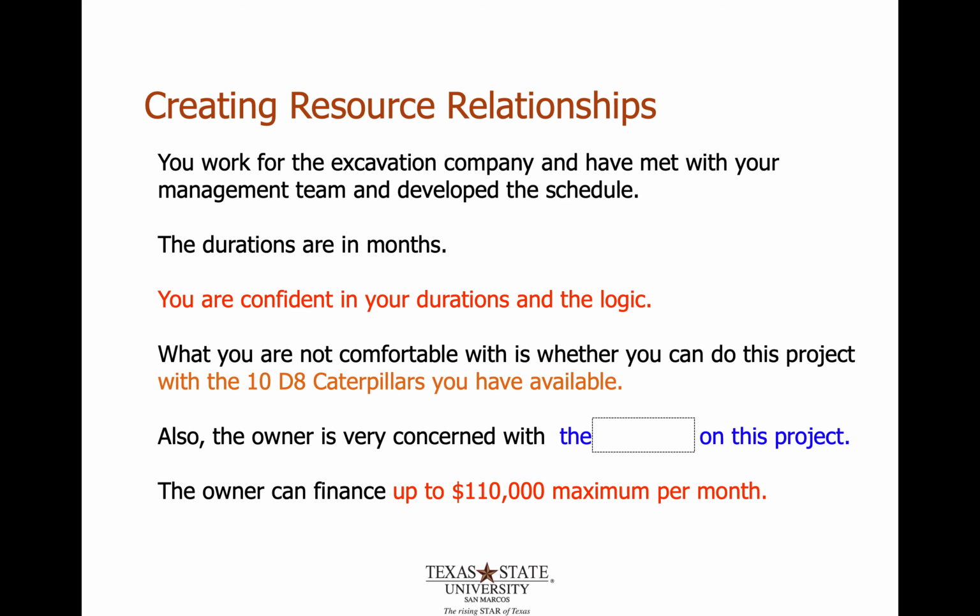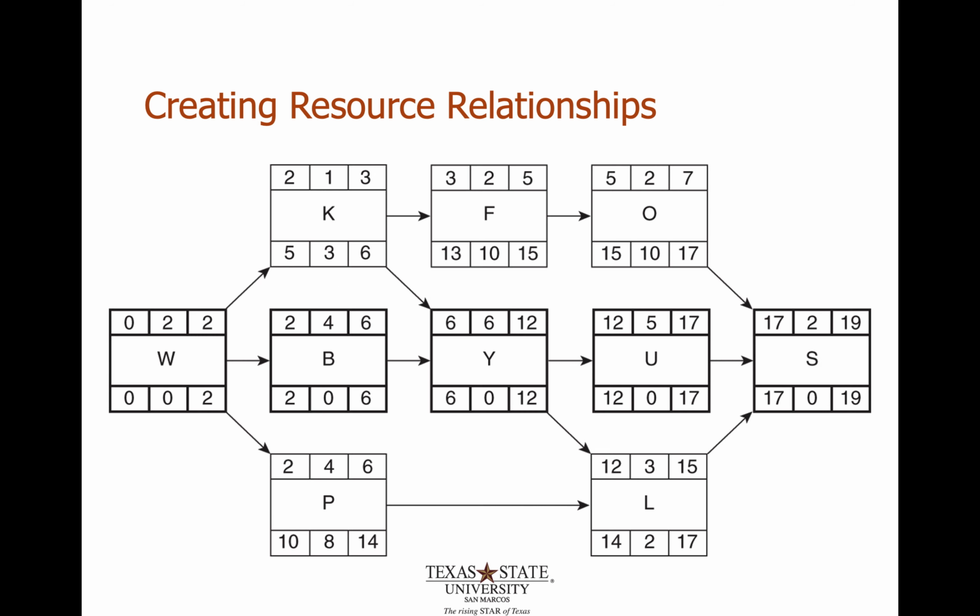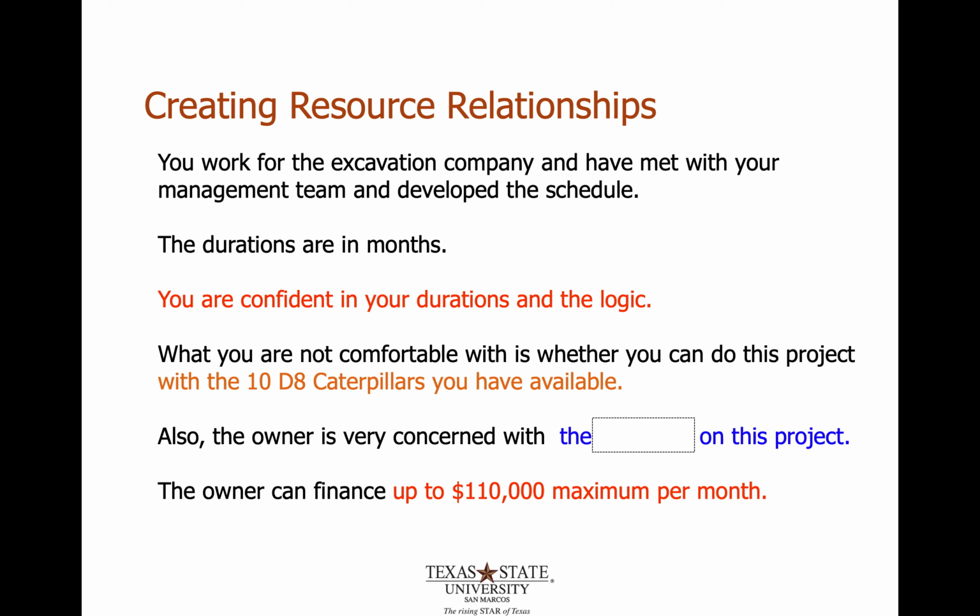The durations in this case are actually in months. So I go back and look, see all these numbers, they relate to months. So it's a big project where an individual activity could take up to 6 months to complete, for Y, for instance. So half a year would take Y to complete in this instance. So it's a big excavation type project. You're confident that this duration logic is good.